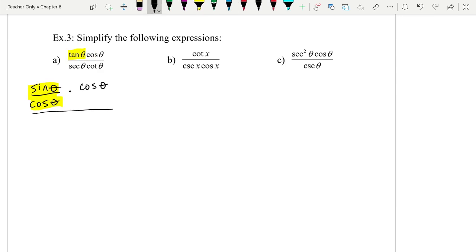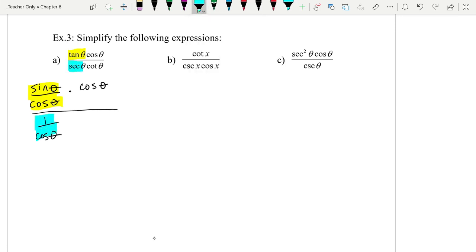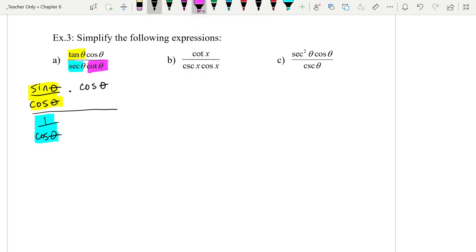Then down here, secant is 1 over cosine. That you do have to memorize, we don't give you that. So I just replaced this thing with this. And of course, cotangent is, well, it's 1 over tangent, which means that it's cosine theta over sine theta.